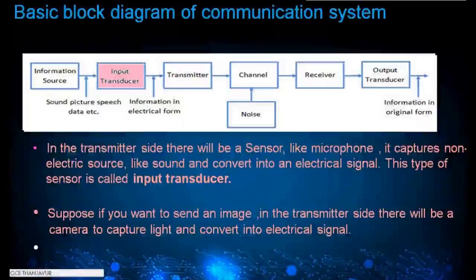So on the transmitter side, there will be a sensor like a microphone. It captures a non-electric source like sound and converts it into an electrical signal. This type of sensor is called an input transducer. Suppose you want to send an image, on the transmitter side there will be a camera to capture light and convert it into an electrical signal.